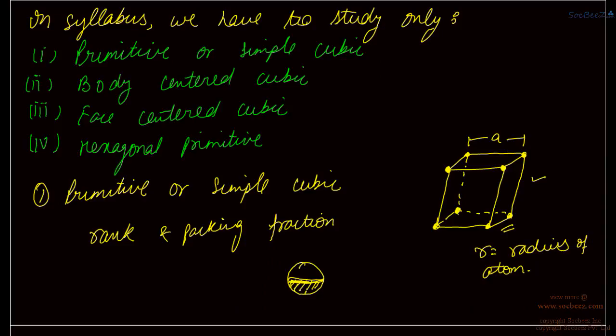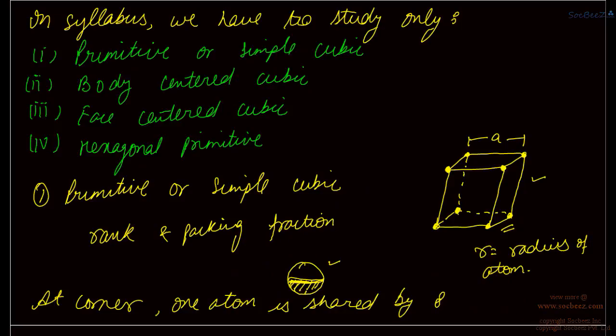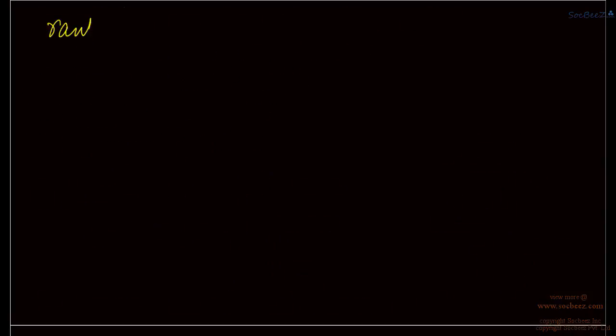Half of an atom is shared by 4 cubic cells, and the other half of this atom is shared by 4 other cubic cells, and therefore the total number of atoms at a corner, one atom, is shared by 8 cubic cells. Hence in this case, rank equals 1/8 into 8, and since there is no other atom anywhere, it equals 1. Hence the total number of atoms in one simple cubic unit cell is 1.